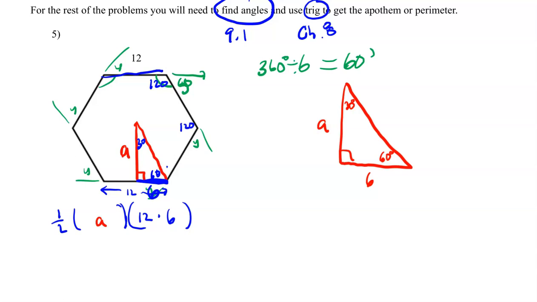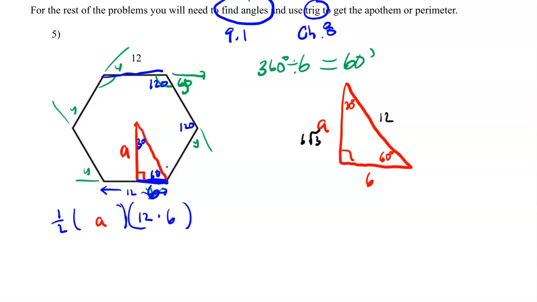The fastest way would be, instead of using SOHCAHTOA, to use your special right triangle rules. Remember, the smallest side is always going to be half of the largest side. And then the side across from the 60, the longer leg, is going to be the bottom times radical 3. So I know the answer is going to be 6 square root of 3. I always use the special right triangle things whenever I can.